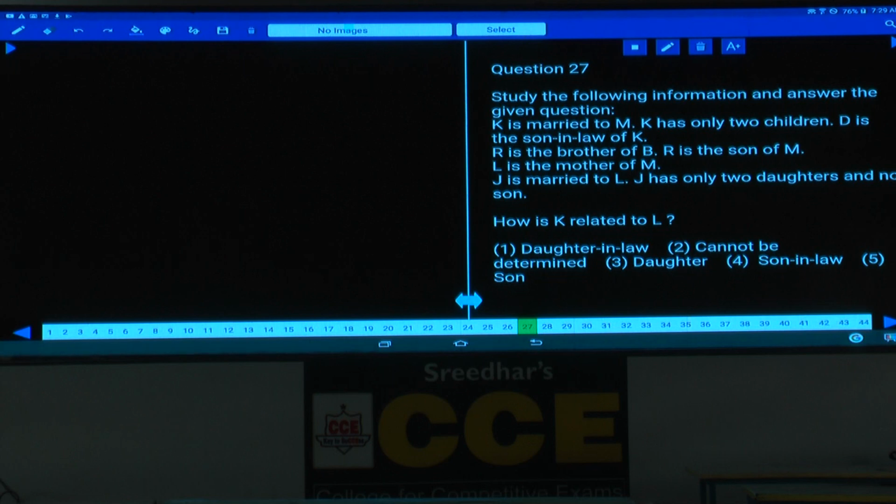Now question numbers 27 to 29, it is based on, how many questions are there in this one? 3 questions based on a small set on blood relations. K is married to M. As K is married to M, K and M are a married couple. Now we can represent this. K is married to M, and afterwards K has only 2 children. Now we can represent this one.